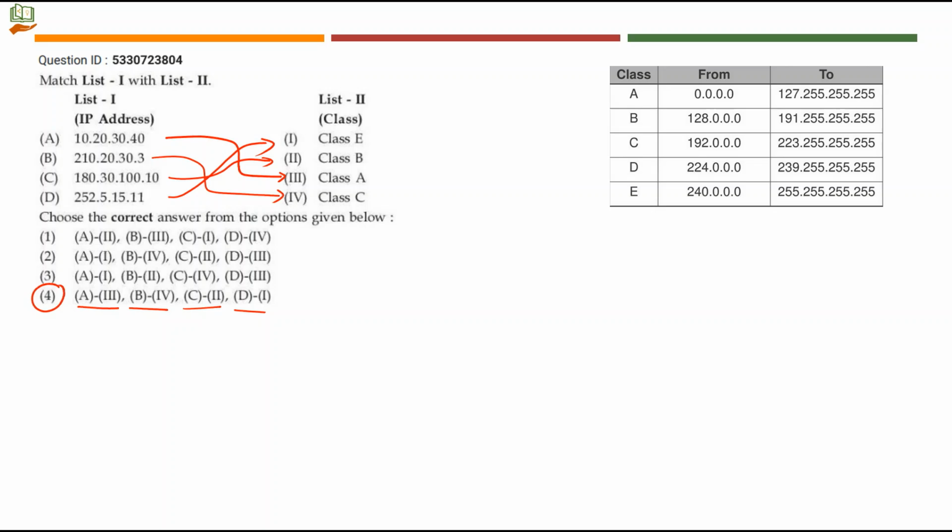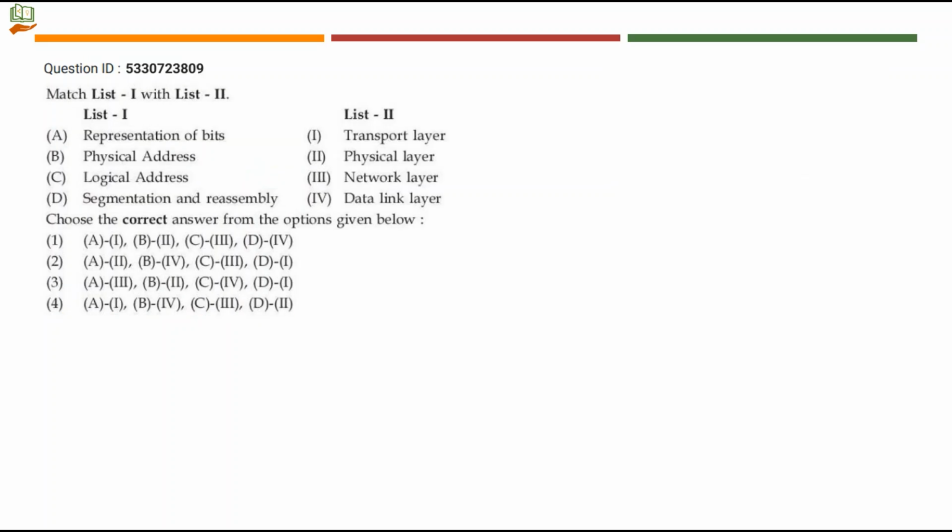When they say it is 0 to 127, only this particular number is taken for range. So the from field will have 0.0.0 and the to field will have 255.255.255 definitely.